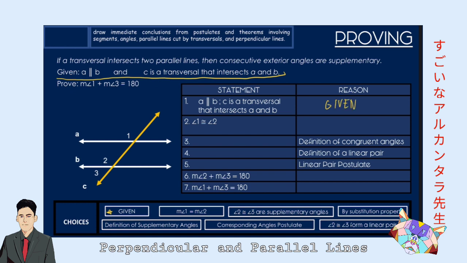Now, if you look at this, angle 1 and angle 2 are deemed to be congruent. And we know that they are corresponding angles. So we go with corresponding angles postulate. That's our answer there. Corresponding angles postulate.